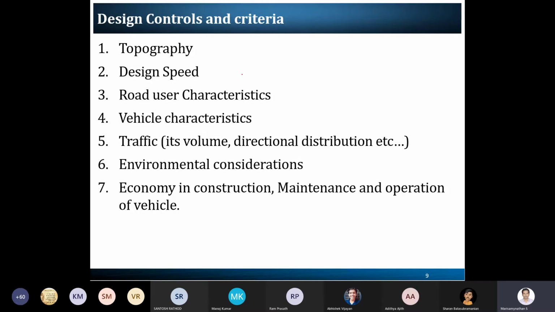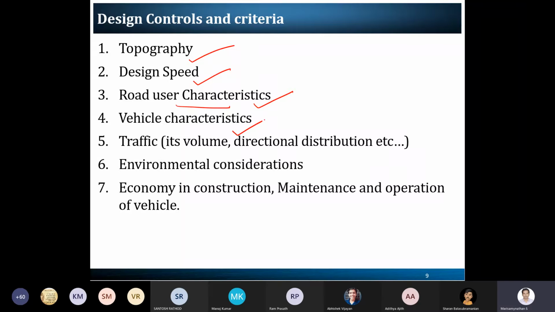Those design controls and criteria are, as I mentioned, the topography: what is the existing topography of that particular location? Then the design speed of vehicles in that corridor, and road user characteristics. Definitely it varies from state to state. For example, in India itself, road user behavior in Tamil Nadu differs from Mumbai, Delhi, Karnataka, or Andhra, and it also varies from country to country. US road user characteristics differ, and engine characteristics differ in China. So we can segregate and identify the variations in road user characteristics.